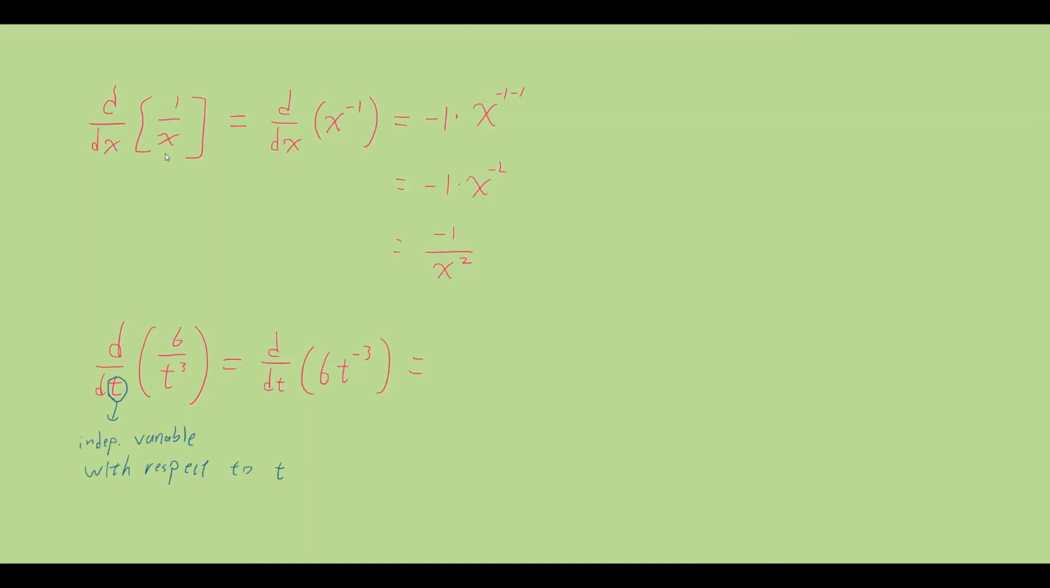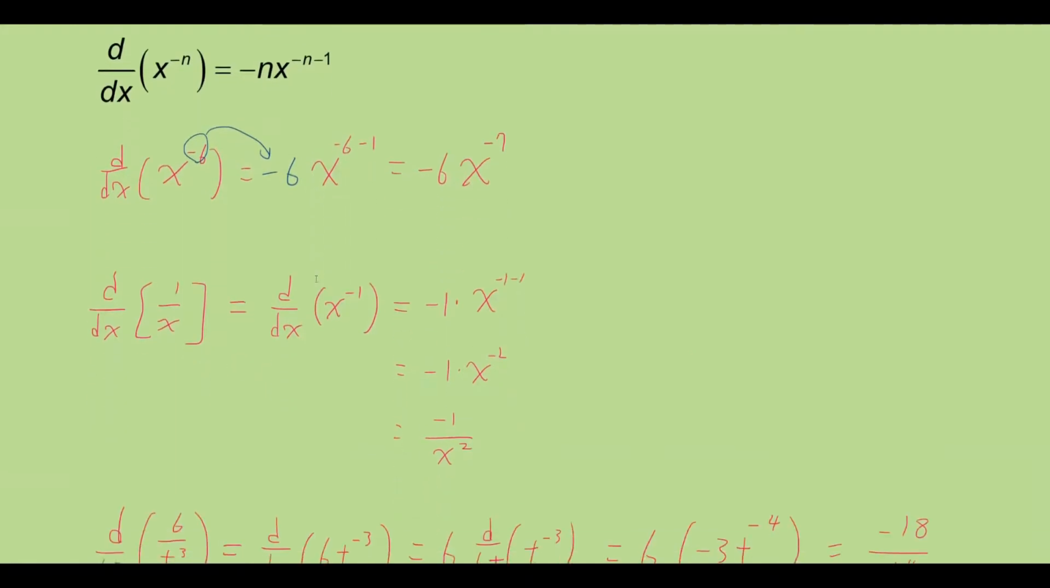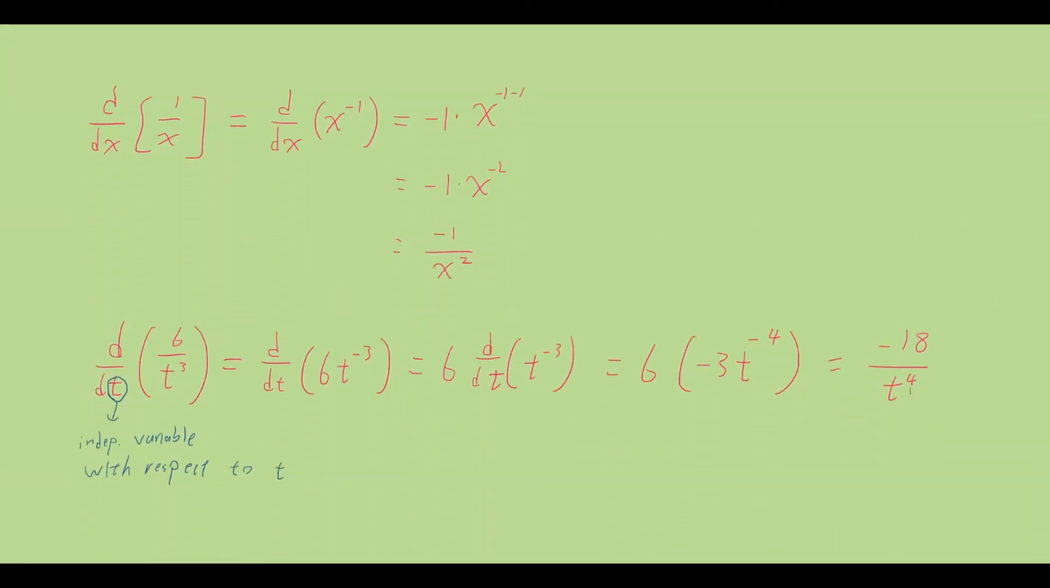Now, the constant 6 we can bring on the outside of the derivative of t to the negative third power. Then that will be 6 times negative 3 times t to the power of negative 3 minus 1, that will be negative 4. So clean this up. We have negative 18 over t to the fourth power. And again, very straightforward. When you have anything in power function notation, you just bring down the power and decrease the power by 1.